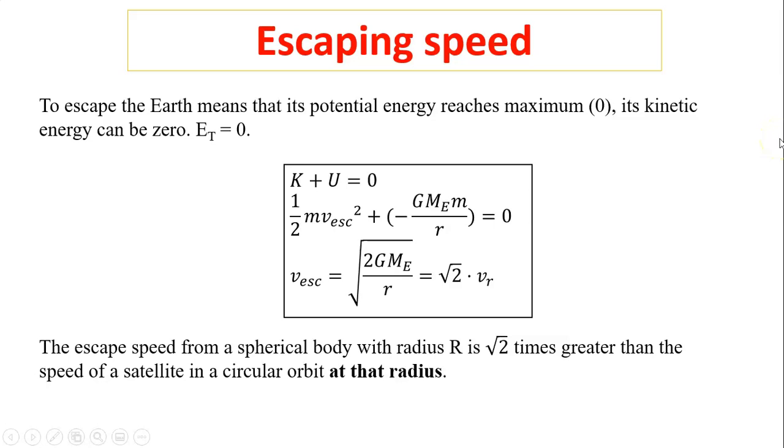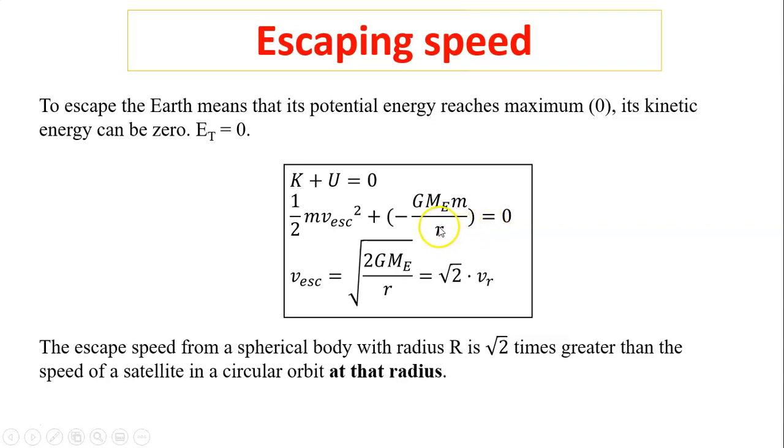Escape speed. To escape the Earth means its potential energy reaches the maximum, 0, and the minimum kinetic energy to escape has to be 0. So the minimum speed required to escape is when E total equals 0. E total equals 0 means kinetic plus potential energy at radius r from the center of the Earth equals 0.